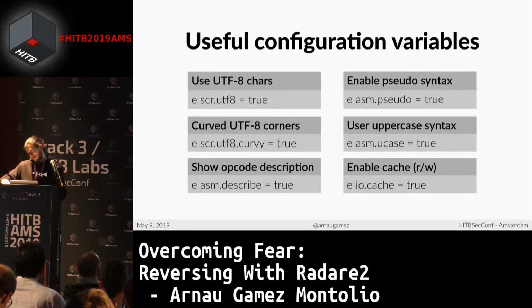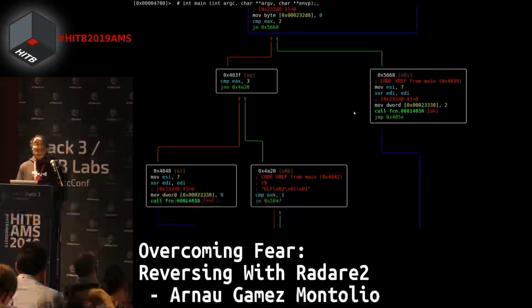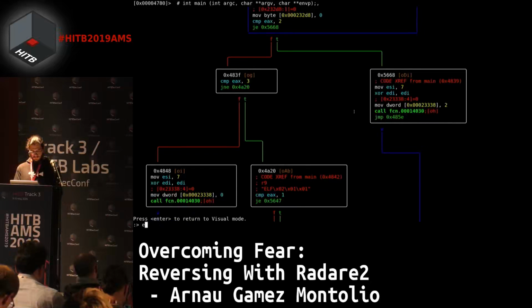Then there is one more I will show you. Okay, I will go to the asm.ucase option that is right there, which is basically showing the assembly in uppercase. If you are more into old school stuff and you want to show the disassembly in uppercase, it's as easy as that.